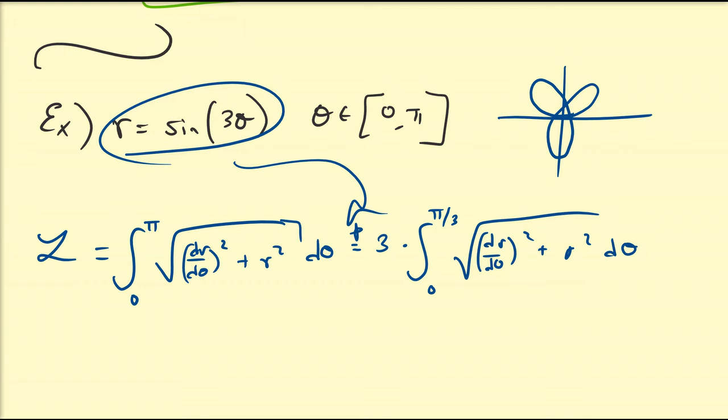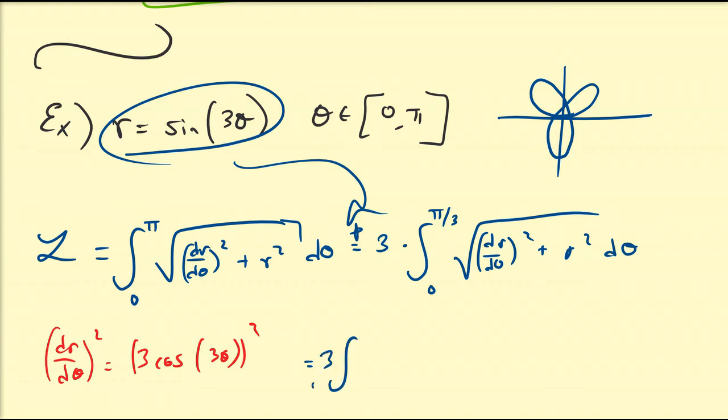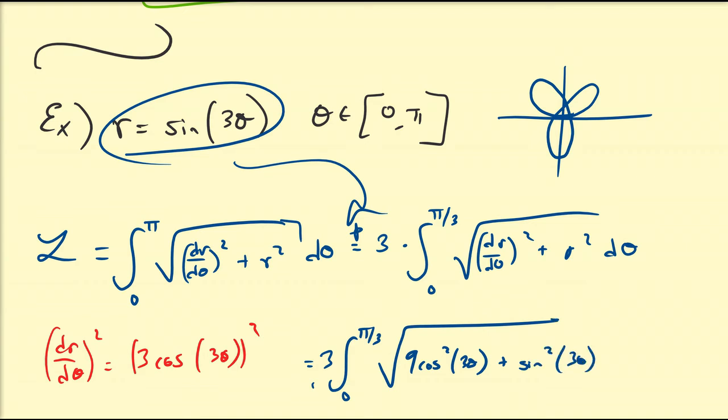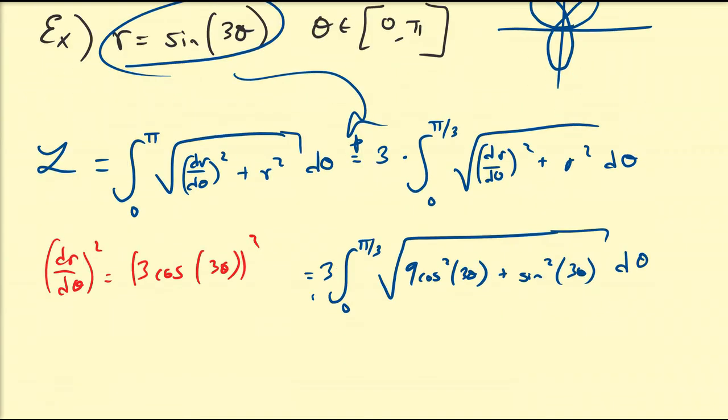So dr d theta, what is that? So dr d theta is going to be equal to 3 times the cosine of 3 theta, and then we're going to be squaring that, right? So this is just going to be equal to 3 times the integral from 0 to pi over 3 of the square root of 9 cosine squared of 3 theta, and then plus, we're going to square this r thing, so that's going to give us sine squared of 3 theta. And then we have d theta here.